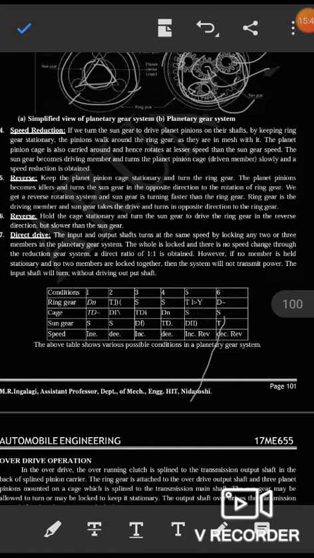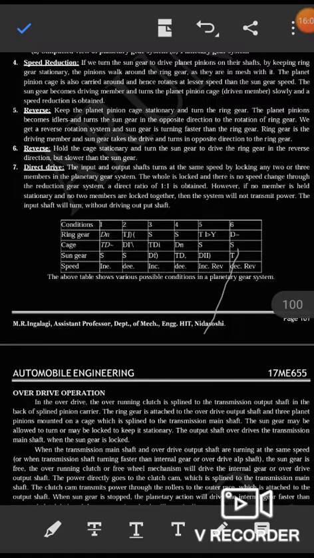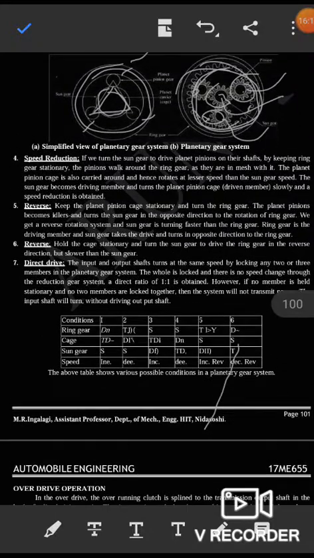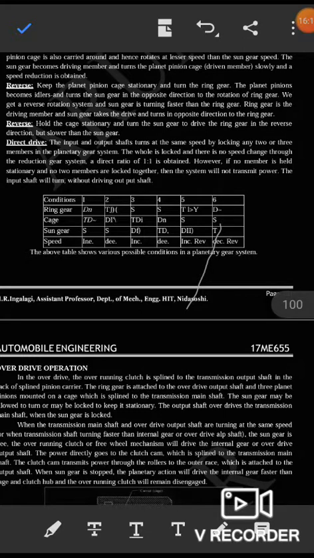the output shaft. So likewise, direct drive will be obtained by this combination of gears in the planetary gear system. You are having here one table for the conditions 1, 2, 3, 4, 5 and 6, ring gear. You may observe the above table shows various possible conditions in the planetary system.